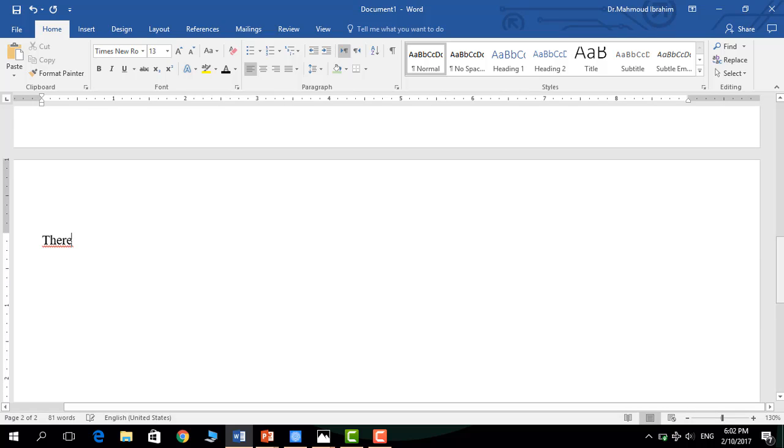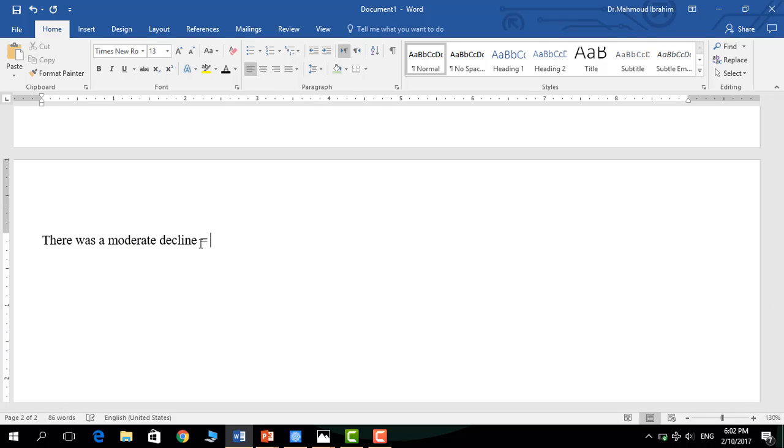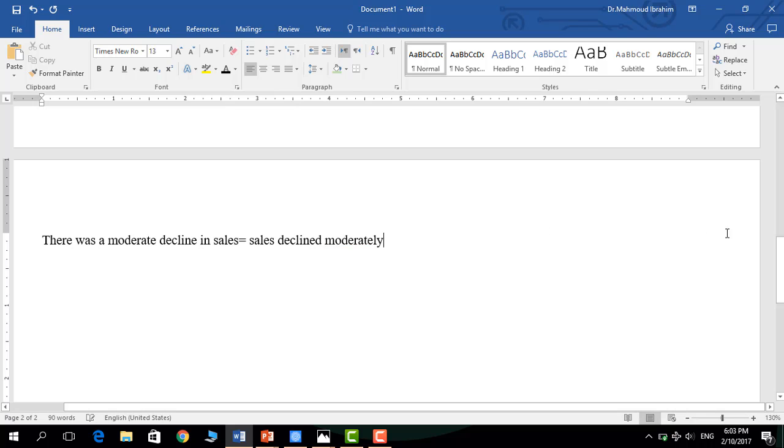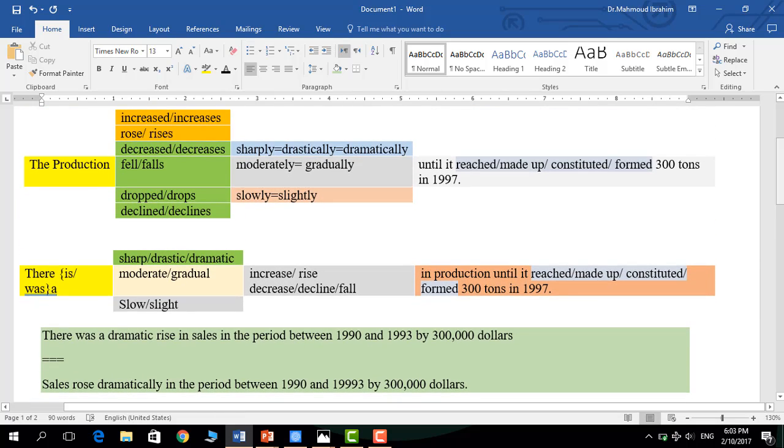There was a moderate decline. Something here is wrong. This is absolutely like, in sales, for example, it means sales declined moderately. So maybe, again, something is wrong here. Maybe you need to take a screenshot of this table, okay, and save it to your computer, because this is very important. This table is very important, okay? We'll take more examples.